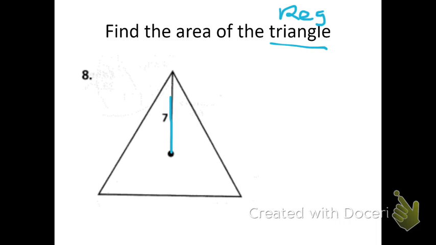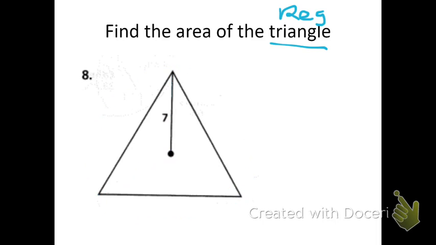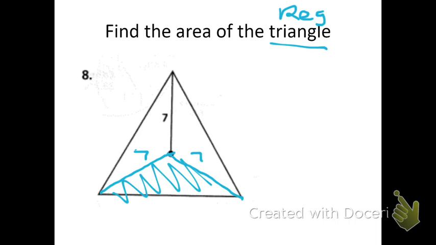And this right here is the radius, because it's going from the center of the triangle to a vertex. So if I were to inscribe that triangle in a circle, that would be the radius of the circle. So what I'm going to do is draw 2 more radii, and now I divided this triangle into 3 triangles. Now this is like an isosceles triangle, where I only know 2 sides.